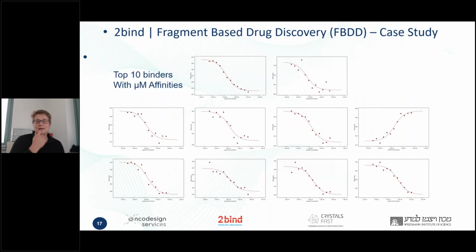Here's a last overview of the top 10 binders, single-digit micromolar affinities to double-digit micromolar affinities. These molecules are then validated, and then basically these validated hits go into the fragment growth phase. And Crystals First, as experts in X-ray, would take over here. And this is also why I would like to hand over the control to Sergey.